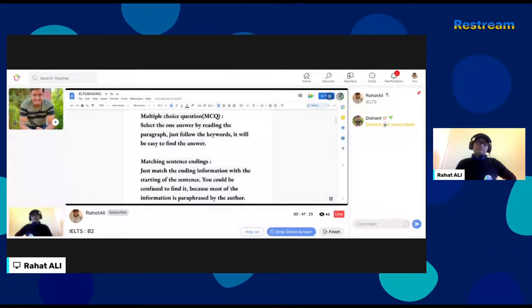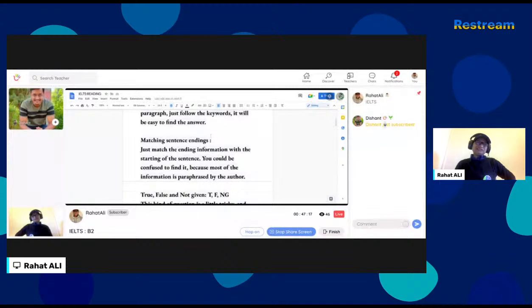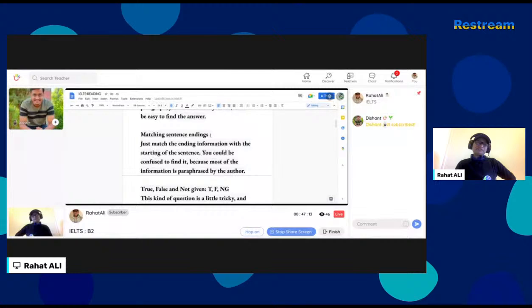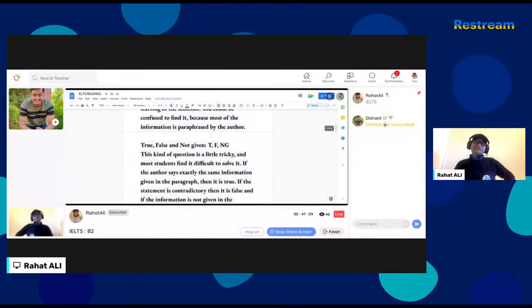The next question is matching sentence ending. Just match the ending information with the starting of the sentence. You could be confused to find it because most of the information is paraphrased by the author. True, false, not given. That is another important part in reading. This kind of question is a little tricky and most students find it difficult to solve it.